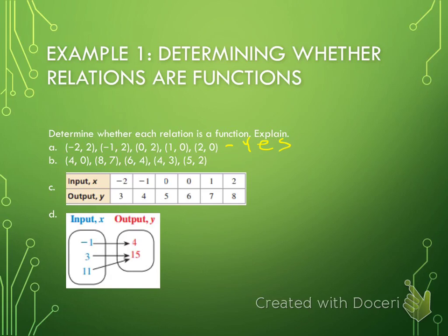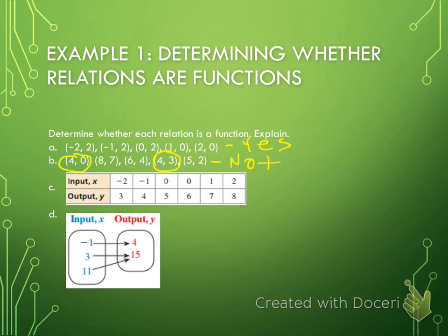Again, if we look at B here, we see (4, 0), (8, 7), (6, 4), (4, 3), (5, 2). This one is not a function because if you look at (4, 0) and (4, 3), you see the x, 4, is repeated with a different y. Therefore, this one is not a function.